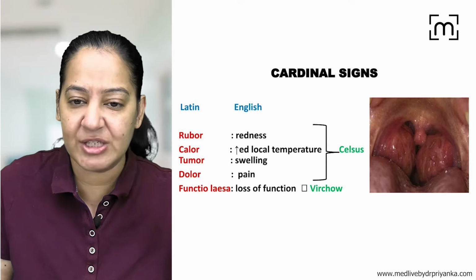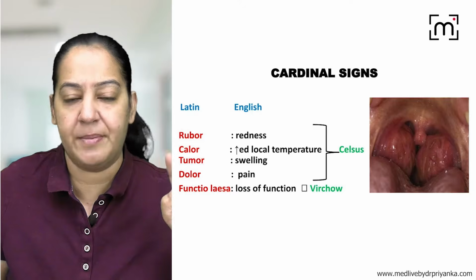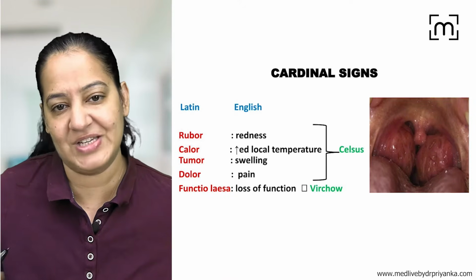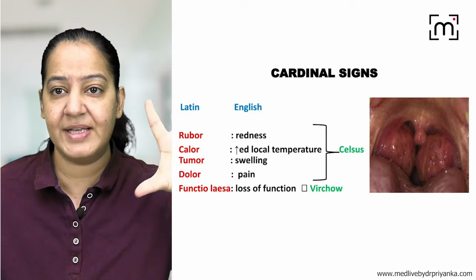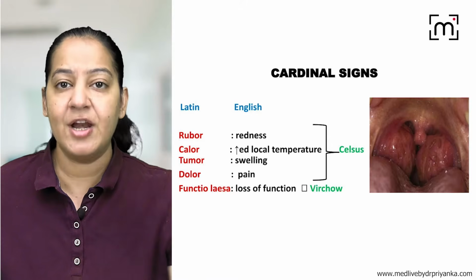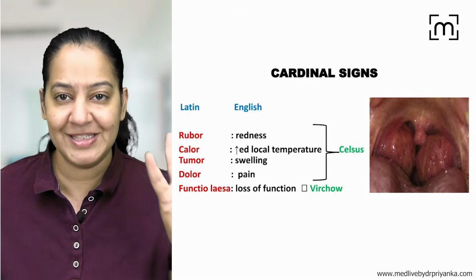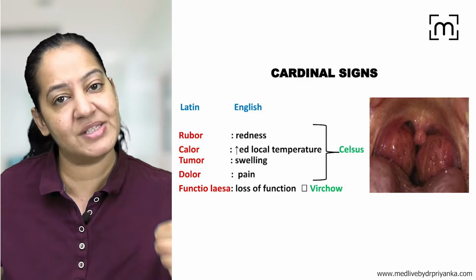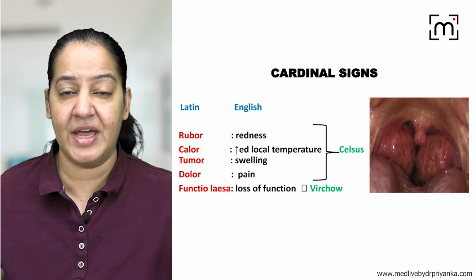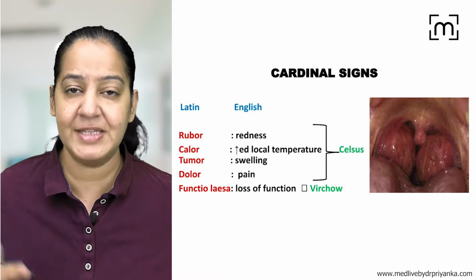Out of the 5, the first 4 were described by Celsus, and the last one was described by Virchow. So please learn the names of the scientists who described them for the first time. Rubor means redness, calor means increased temperature, tumor means swelling, dolor means pain, and functio means temporary loss of function. You can imagine any organ like tonsils while describing them. So it will be easier to retain.